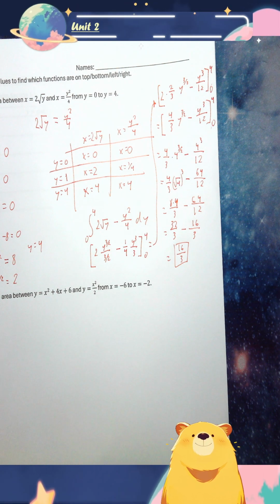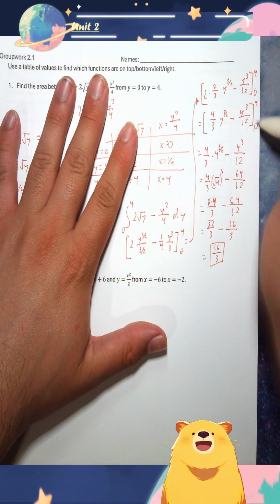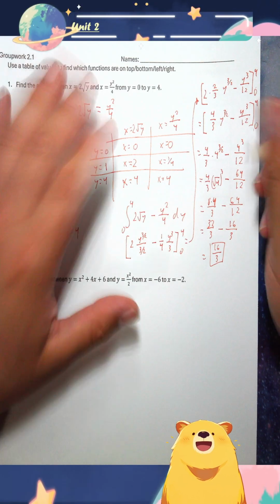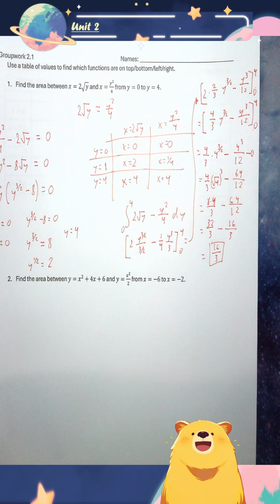Very good. Don't forget, you only do 4. I'm going to say this right now: you only do 4 because at 0, the whole thing will just be 0. So you'd just be doing a minus 0, which doesn't really matter.